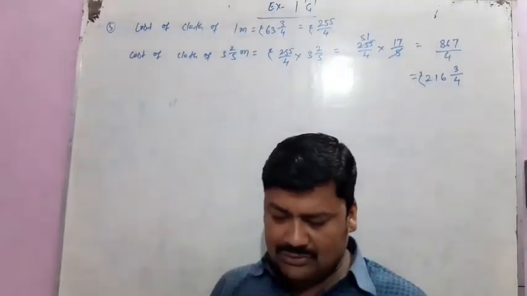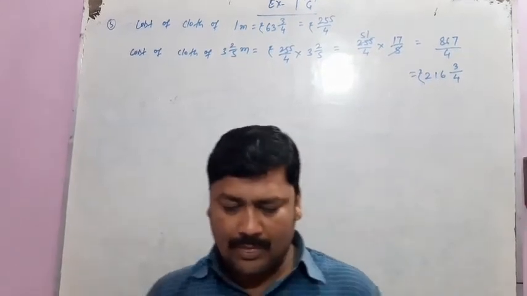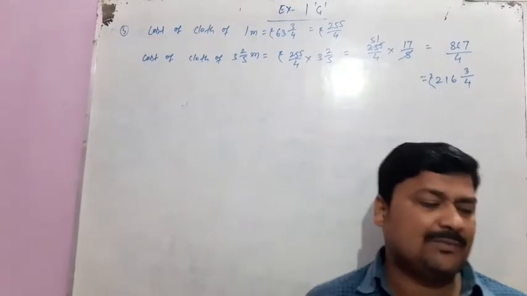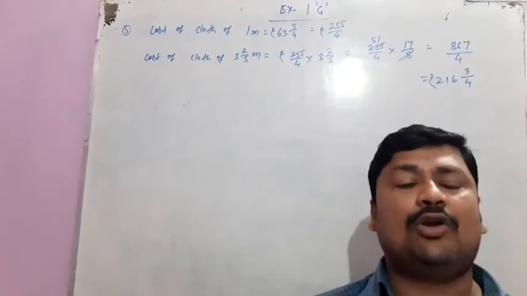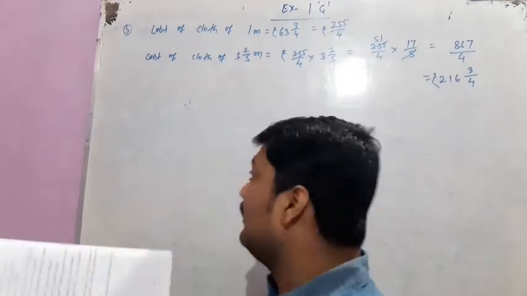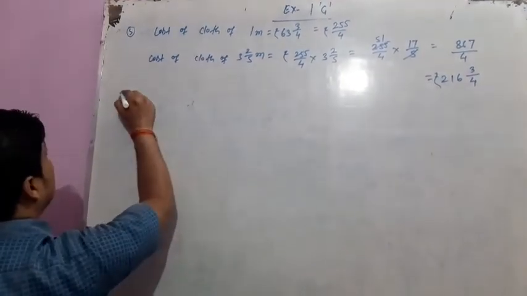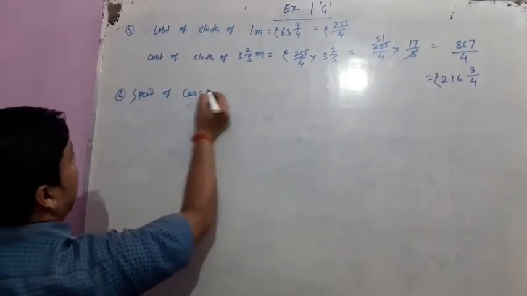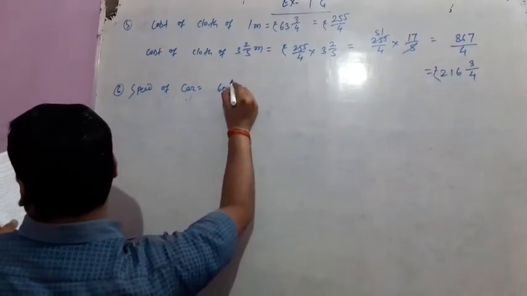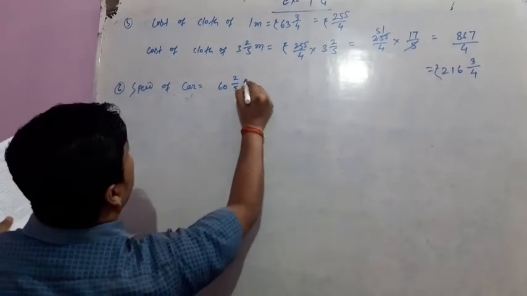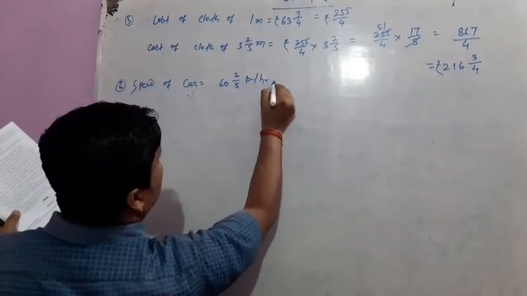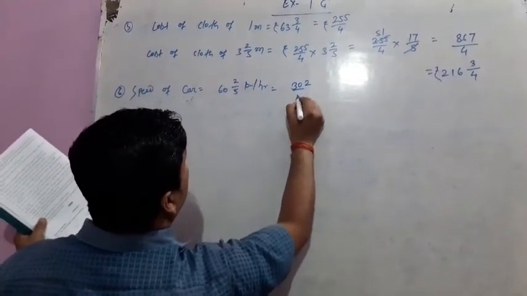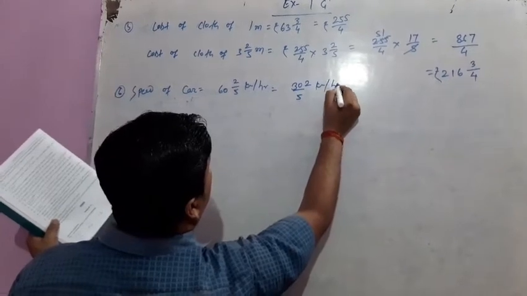Now, the next question. In question number 6, a car is moving at an average speed of 60 whole 2 by 5 km per hour. The speed of the car is 60 whole 2 by 5 km per hour. That is 302 by 5 km per hour.